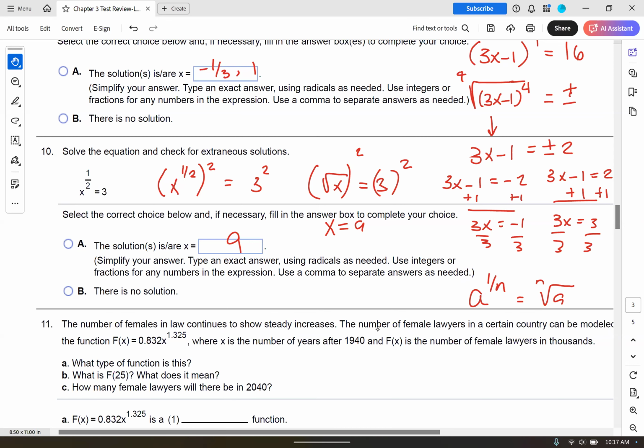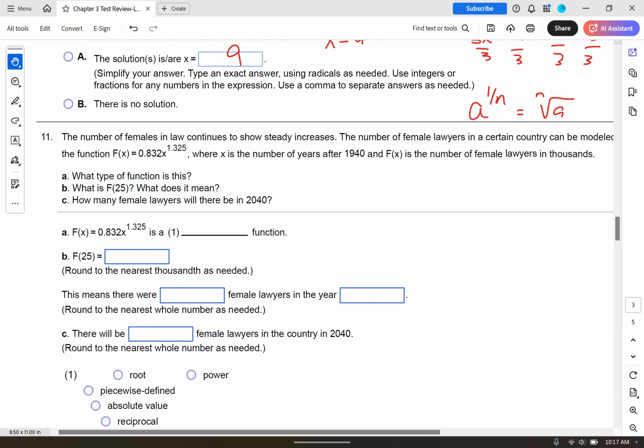Problem 11. The number of females in law continues to show steady increases. The number of female lawyers in a certain country can be modeled by the function f of x equals 0.832 times x to the 1.325, where x is the number of years after 1940 and f of x is the number of female lawyers in thousands. What type of function is this?